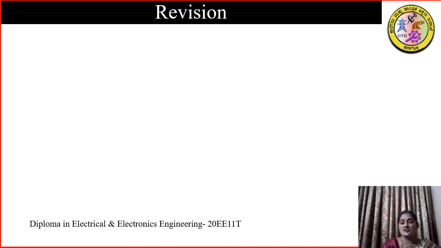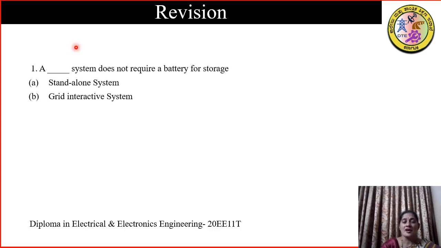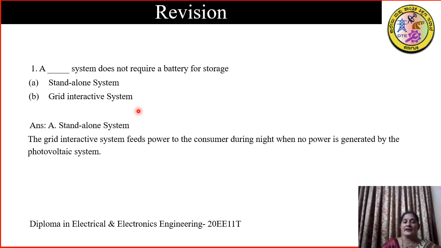I hope you have understood the working of a stand-alone system and a grid interactive photovoltaic system. Now, let us have a quick revision. Question number 1. A dash system does not require a battery for storage. You have two choices, stand-alone system or a grid interactive system. A stand-alone system has a battery to store the charges during daytime and discharge during night. But a grid interactive system does not have a battery. So, the answer will be A.